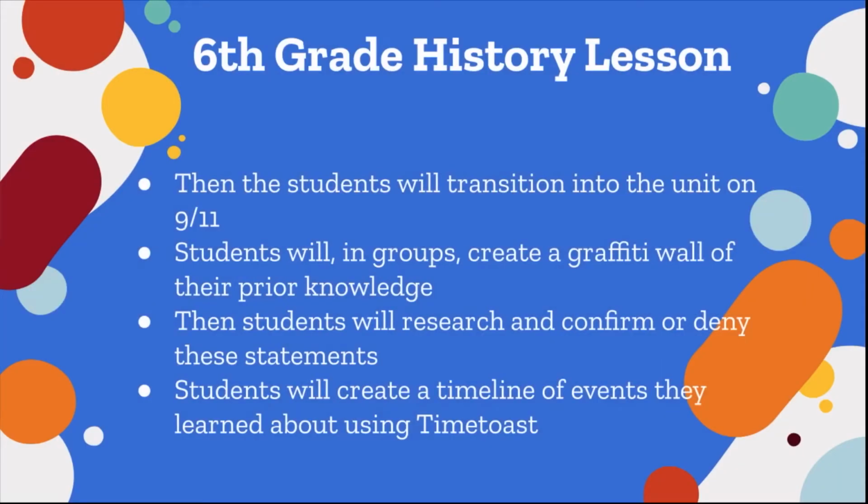The second phase of this lesson will focus on transitioning into the unit on 9/11. The students will critically think about the last page of the book, which says that the towers are no longer there. Using critical thinking, students will create a graffiti wall of their prior knowledge that they have of what occurred on September 11th. In their groups, students will then collaborate to research on the internet to either confirm or deny what they put on their graffiti boards.